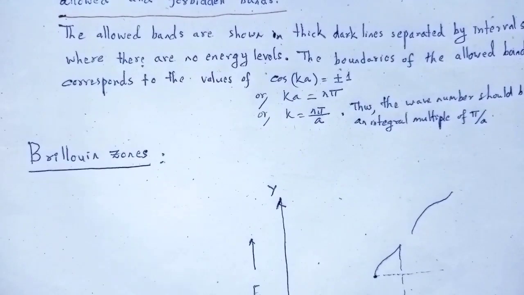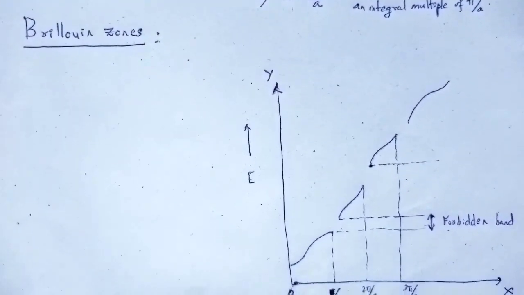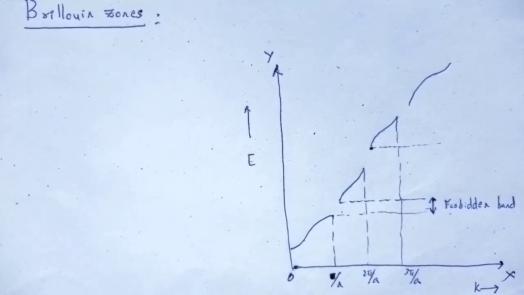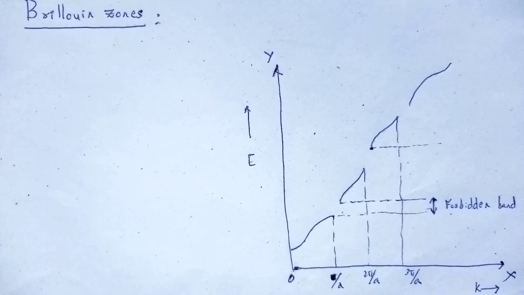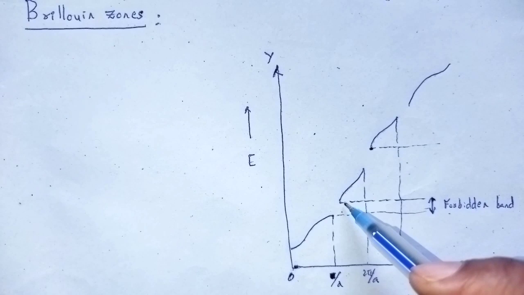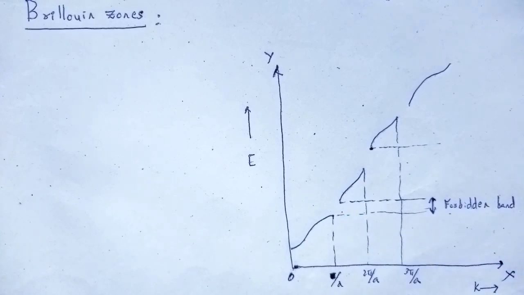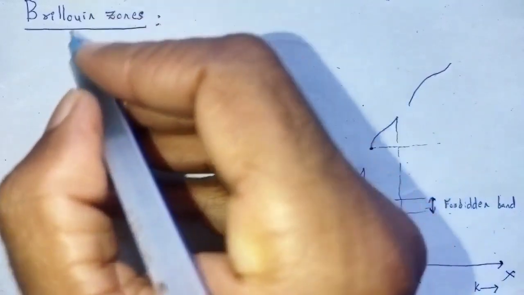If we plot the graph between the energy and the wave number k, that graph is discontinuous at some values of k, and those values are pi by a, 2 pi by a and 3 pi by a.